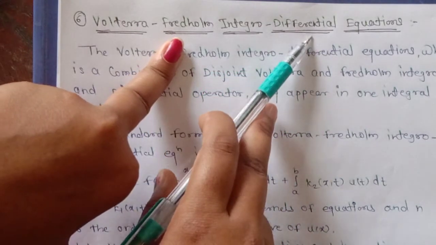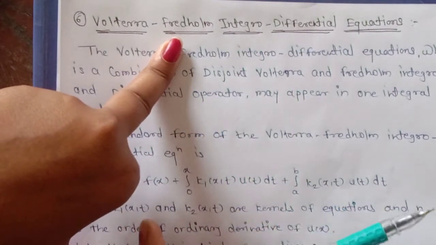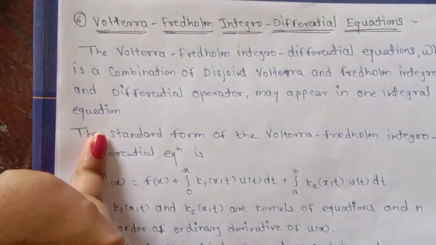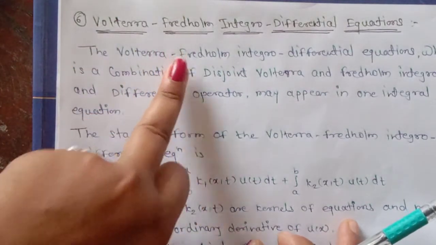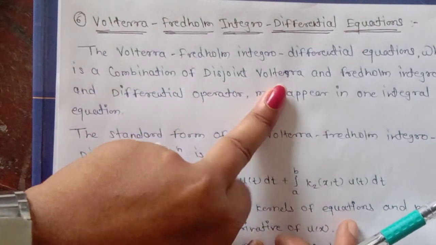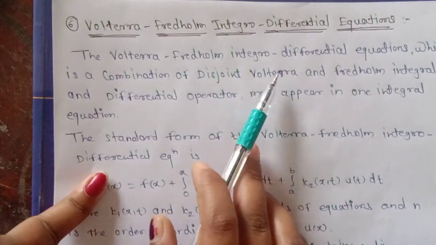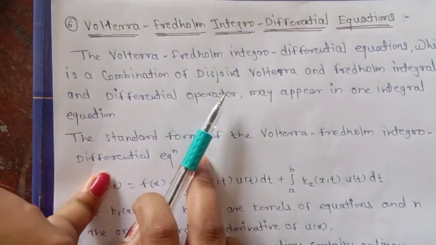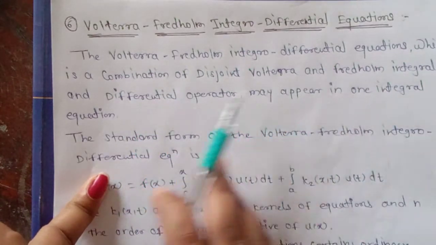In the integro differential equation, on one side there is an unknown function that appears with a derivative. Okay, and on the other side the unknown function appears inside the integral sign. So the Volterra-Fredholm integro differential equation is a combination of disjoint Volterra and Fredholm integral equations and a differential operator. It contains the Volterra equation as well as the Fredholm integral equation as well as a differential operator. The three things may appear in one integral equation.